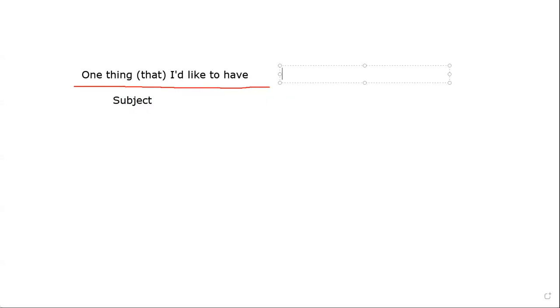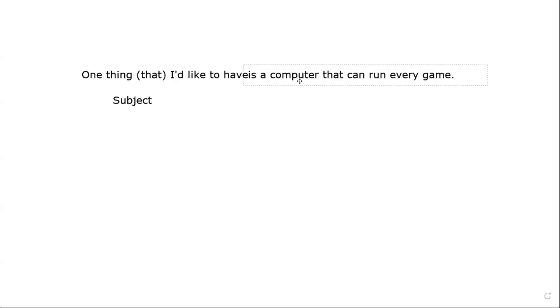Let's see, Diego Vega, what is something that you'd like to have? What is something that you've always dreamed of? One thing that I'd like to have is a computer that can run every game. A computer that can run every game, right? Yeah. All right. Very good. So one thing I'd like to have is a computer that runs every game, right?